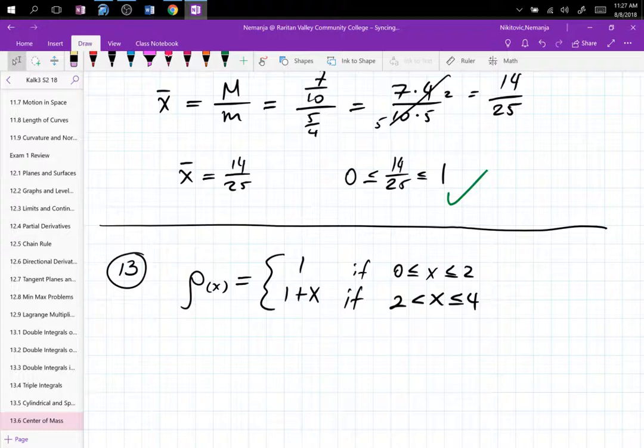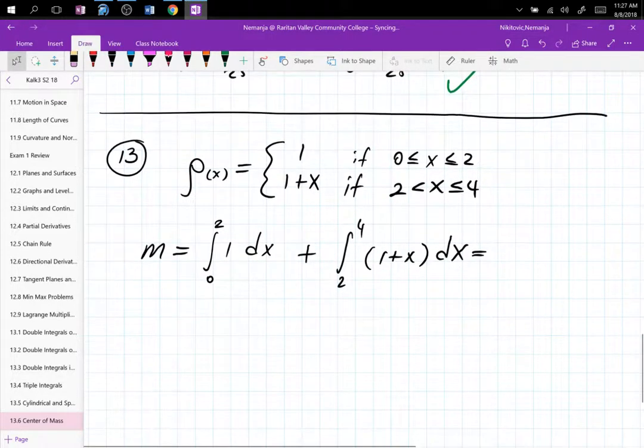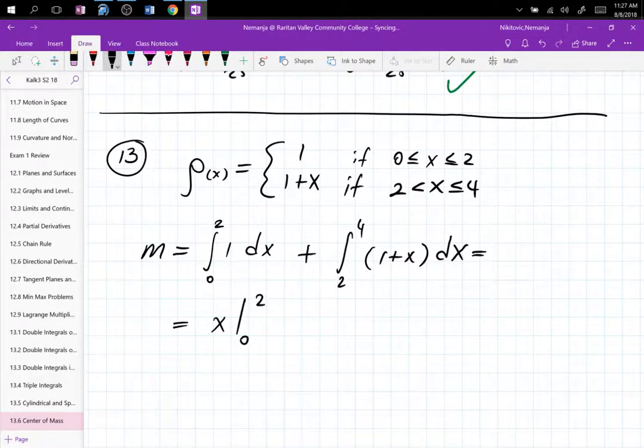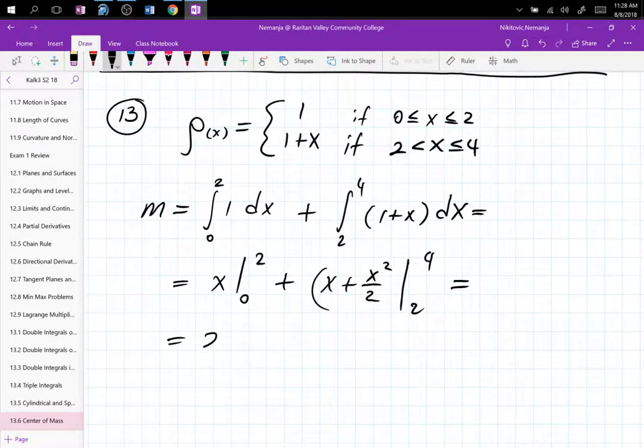Now, to calculate the mass, we have to use two integrals, because for the two pieces of this, we have two different densities. So the first integral is 0 to 2 of 1, that's the rho, dx, plus the integral from 2 to 4 of 1 plus x dx. So the mass of the object is x computed from 0 to 2, plus x plus x squared over 2 computed from 2 to 4. We compute this. The first one is 2, plus the second one, which is 4 plus 8 minus 2 minus 2.